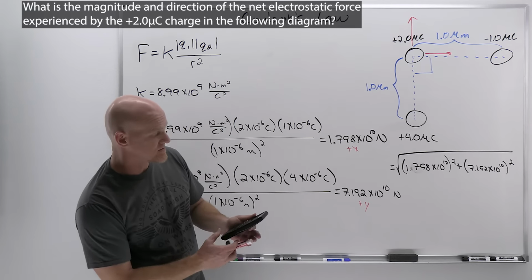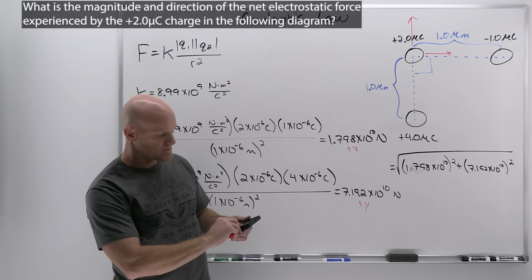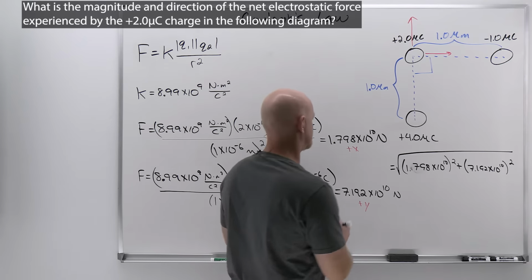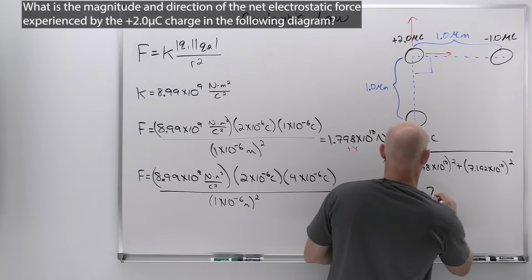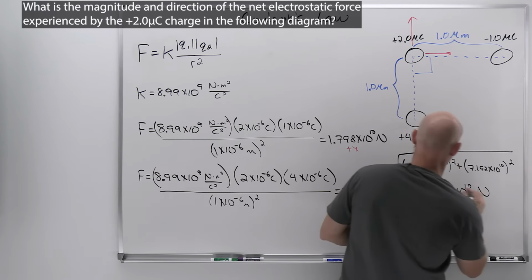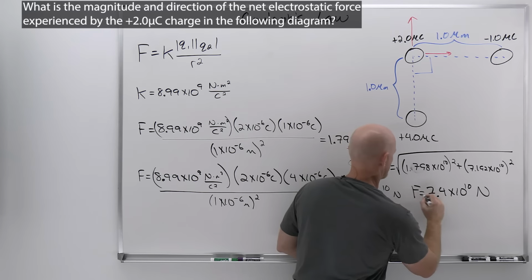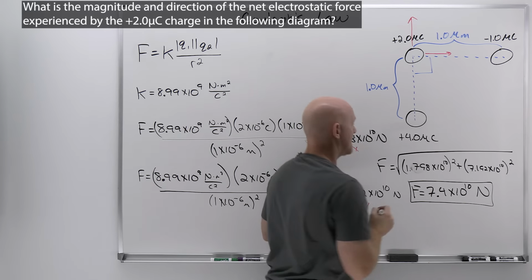In fact, I want to round this to 2 sig figs, so just 7.4 times 10 to the 1, 2, 3, 4, 5, 6, 7, 8, 9, 10 still. So 7.4 times 10 to the 10th newtons. Now that's the magnitude of our force. Now we still need a direction.